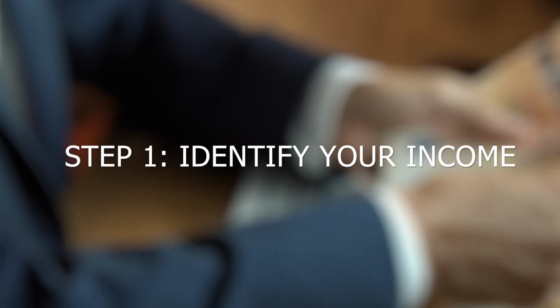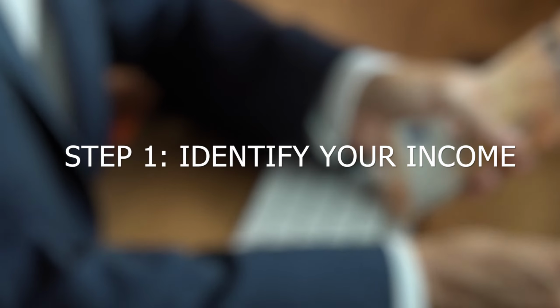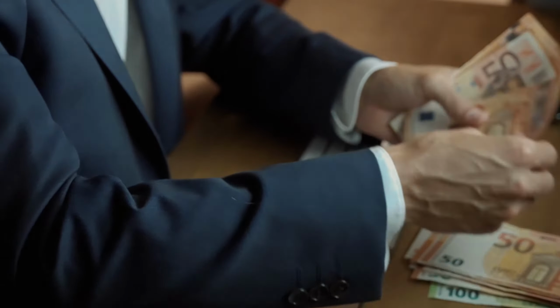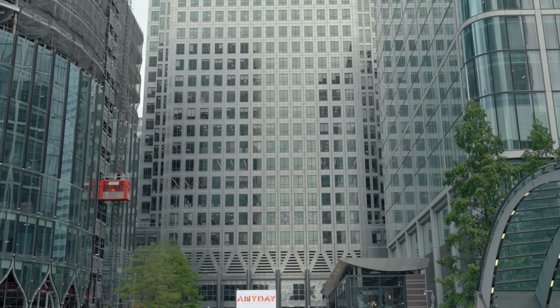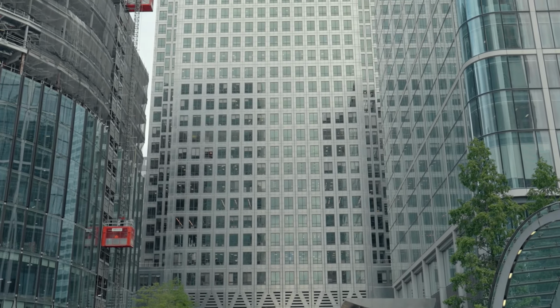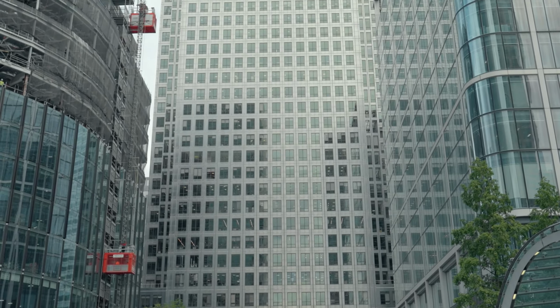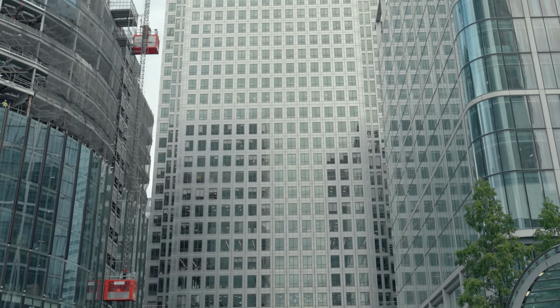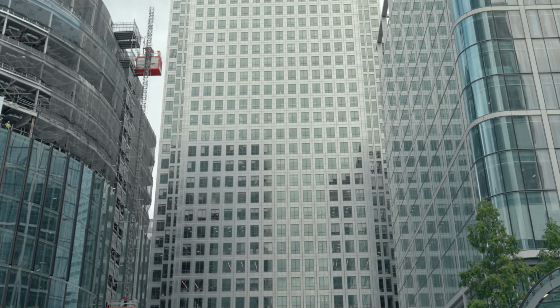Step 1. Identify your income. Identifying your income is the first step in developing a budget that works for you. All of the money you earn, whether it comes from a job, investments, or other sources, is included in this. The precise amount of money you anticipate earning each month should be noted.